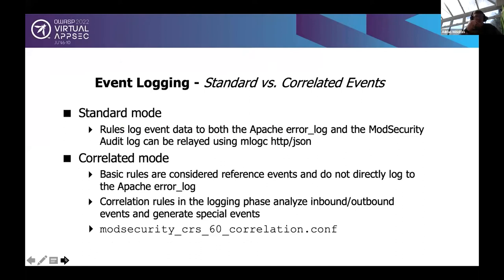We're interested from a honeypot perspective in the event logging capability. You can log ModSecurity event data to both an Apache error log and to a modsec audit log. And that can be pushed out using the mlogc routine, either as HTTP or JSON. And you can also do a correlated mode. Those basic rules are considered reference events and don't necessarily go into the Apache error log. And those loggings analyze both inbound and outbound events and generate special events. And you can set it up in the individual configuration files within ModSecurity to do that.